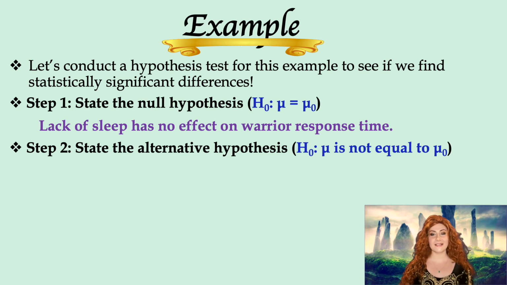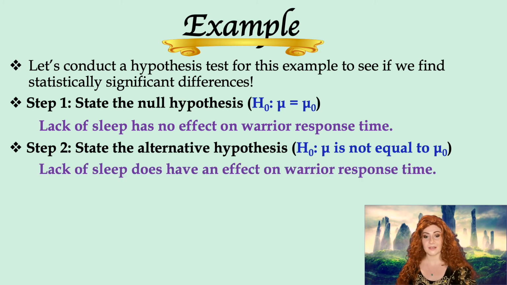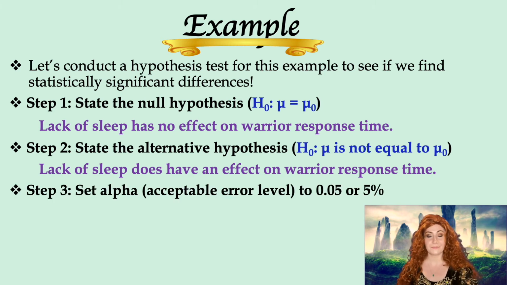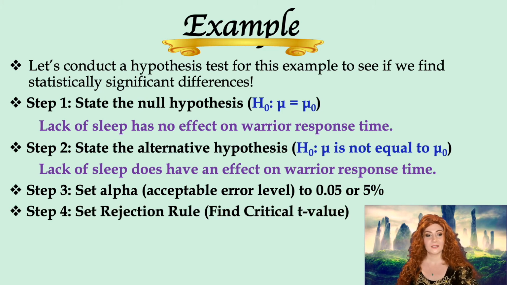Step 2 is to state the alternative hypothesis. So if the null says that lack of sleep has no effect on warrior response time, this would be the exact opposite. Lack of sleep does have an effect on warrior response time. Step 3, setting your alpha to 0.05. Step 4, we need to calculate our t critical and set our rejection rule.